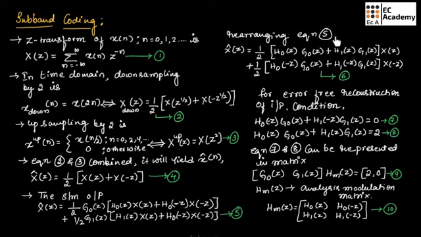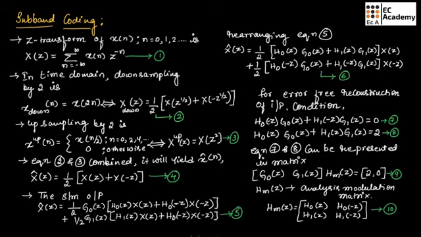If we rearrange equation 5, we can write x cap of z equal to 1 by 2 into h0 of z, g0 of z plus h1 of z, g1 of z, multiplied with x of z, plus 1 by 2 into h0 of minus z, g0 of z plus h1 of minus z, g1 of z, multiplied with x of minus z. So this equation is obtained by just rearranging equation number 5.